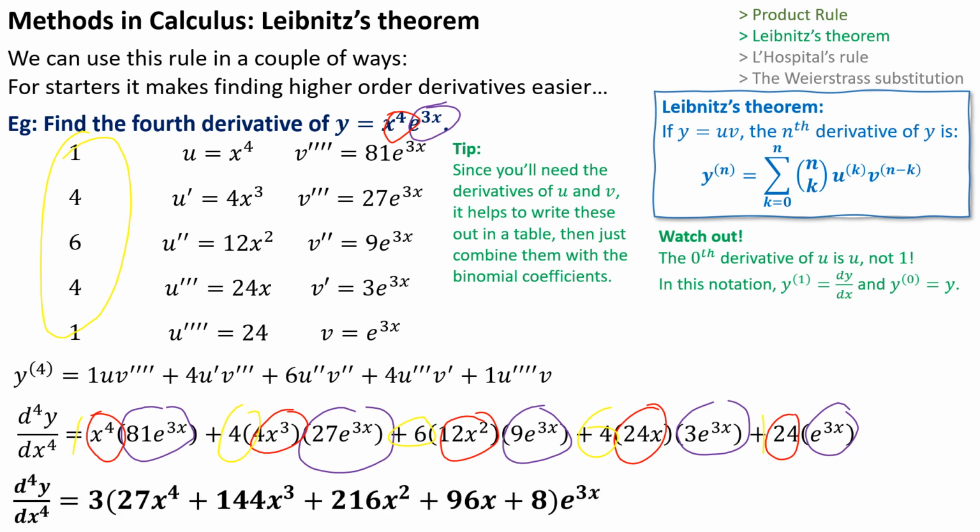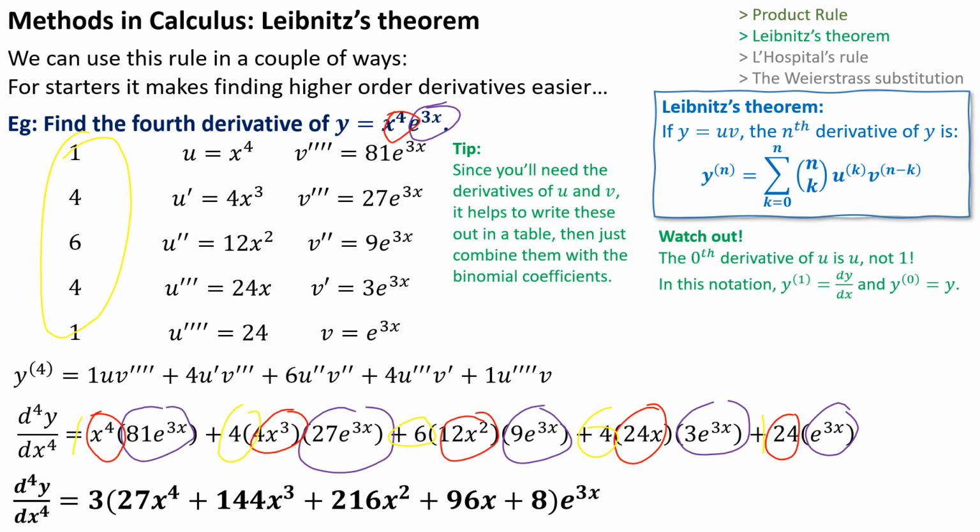So if you spend a bit of time on it, you can turn it into something that looks more like this. It's got a factor of e to the 3x because every single derivative of e to the 3x, no matter how far you go, will have a factor of e to the 3x. But also the rest of it can be sorted out. We can even pull out a factor of 3 and we get this quartic expression in front.